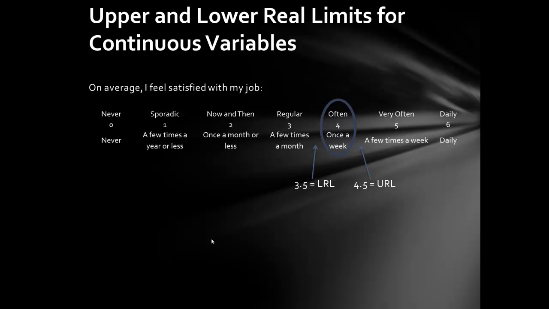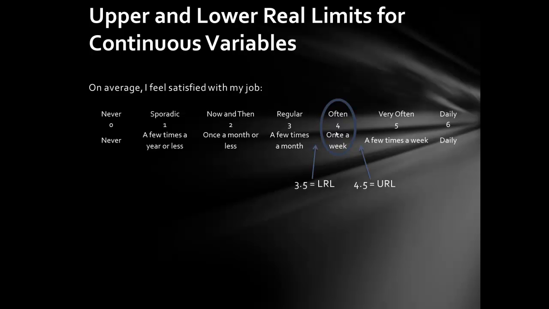So let's say that I asked some employees, on average, I feel satisfied with my job, and they were given this response scale to respond to. Well, let's say that the survey participant rates themselves as a 4 for this item. So the lower real limit is a 3.5 and the upper real limit is a 4.5, halfway above, and then the lower real limit halfway below. So if they rate themselves on a 4, it could mean that they feel satisfied with their job exactly once a week. So that is accurate for them. This response scale fully captures exactly how often they feel satisfied with their job.